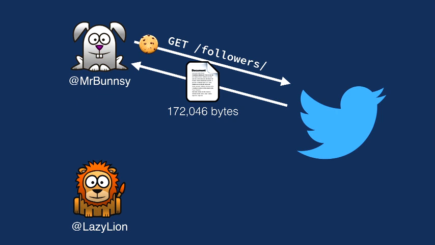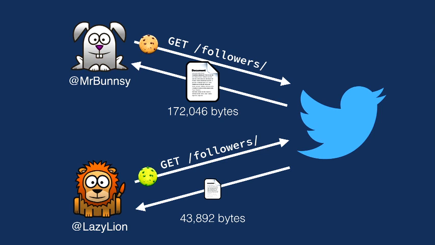As Mr. Bunzi is a pretty popular guy, he has quite some followers, so the resource size is around 172 kilobytes. Of course, Lazy Lion can send exactly the same request, but with his own cookies. And again, Twitter will associate the cookies with the profile of the Lazy Lion and will return his followers. So in this case, around 44 kilobytes. So that's a very simple example.